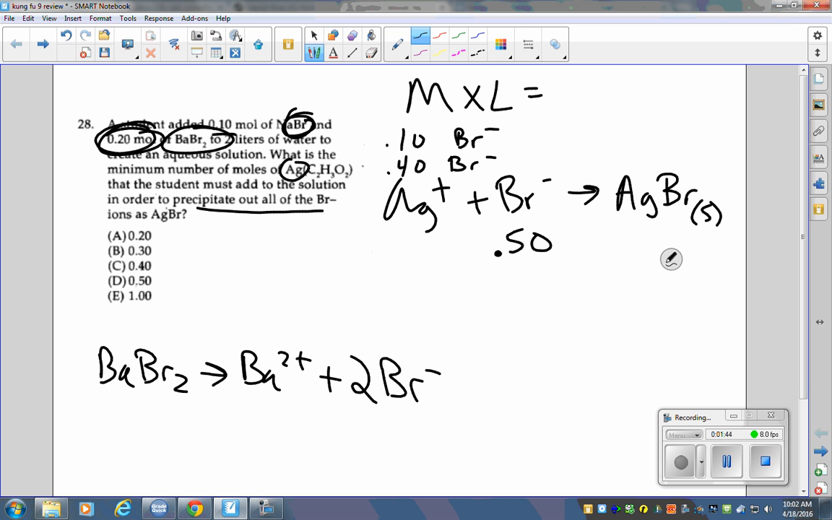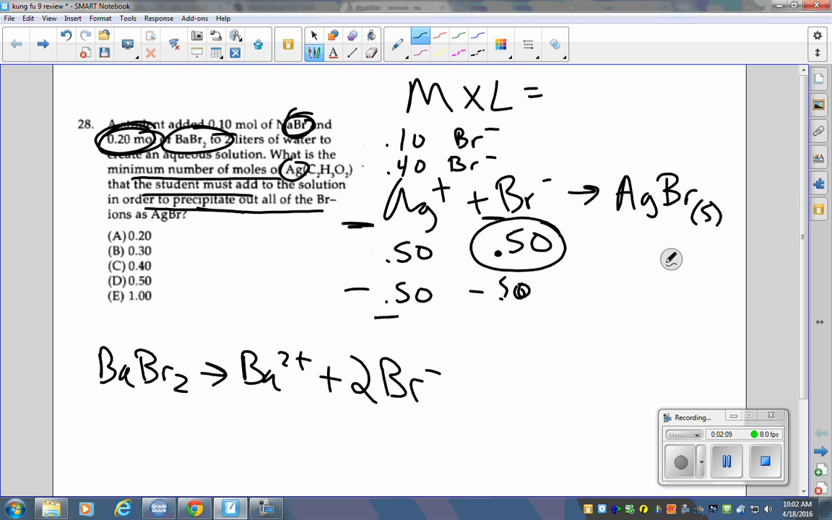Then it asks me, what is the minimum number of moles I have to add to get rid of the Br minus in solution, precipitate it all out? Well, the ratio is a 1-to-1 ratio. So if I have 0.5 moles of Br, how many moles of silver do I have to add into that sucker? I have to add in 0.5. That will then, my change line is going to be minus 0.5, minus 0.50, 0, 0, and then on the other side, I would produce 0.5 moles of AgBr.